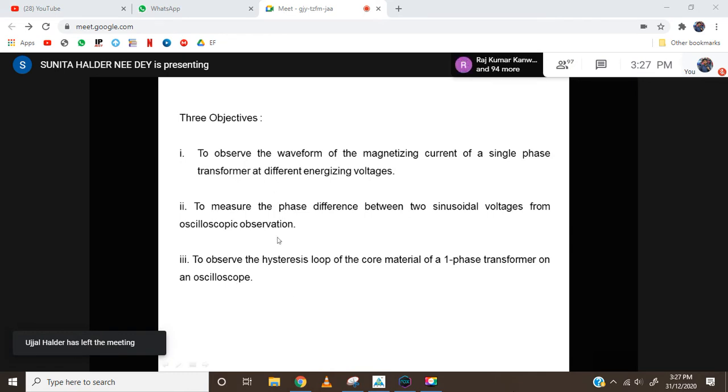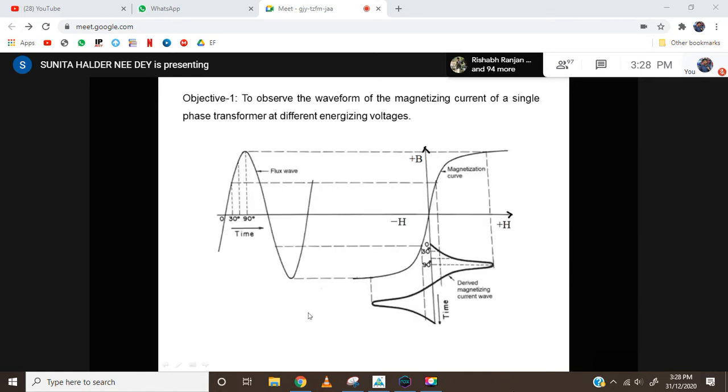So these are three steps. If you have the instruction manual beside you, then you can open experiment number 4. You can see this one. This is the objective. So the first objective is to observe the waveform of the magnetizing current. So what is the magnetizing current?